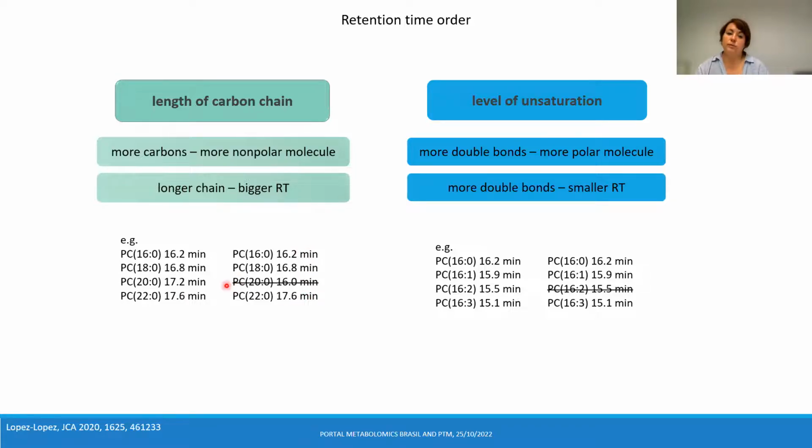And we know that, for example, most likely this one is a misannotation, because the retention time is too small for such a big molecule. And we can apply a similar rule to the levels of unsaturation, where more double bonds make the molecule more polar. So more double bonds, smaller retention time. So we can see that 16:0 elutes in this particular case at 16.2, 16:3 elutes at 15.1. And the same, we can use this information either to confirm some identification or to remove them.